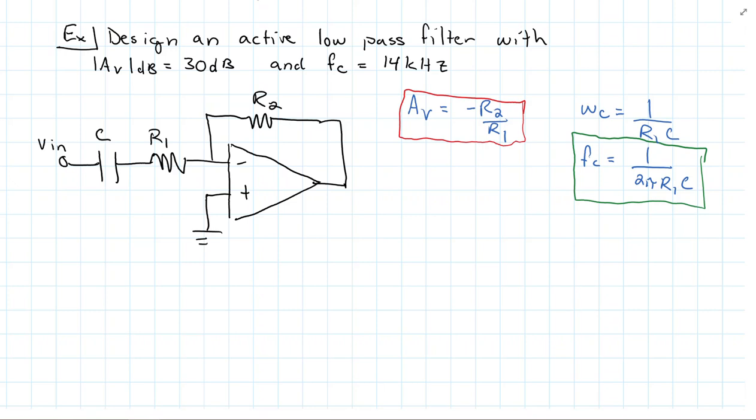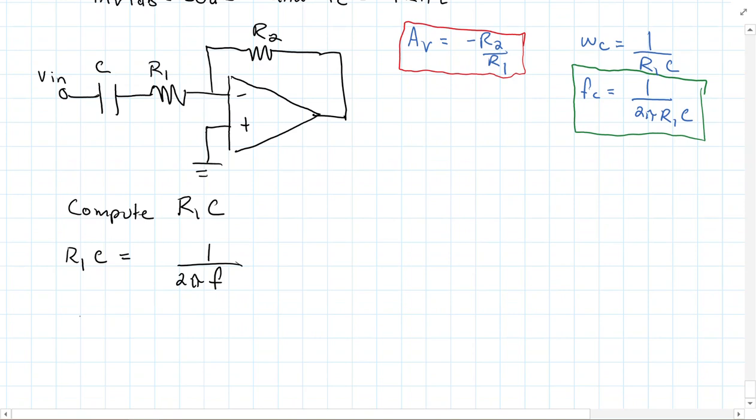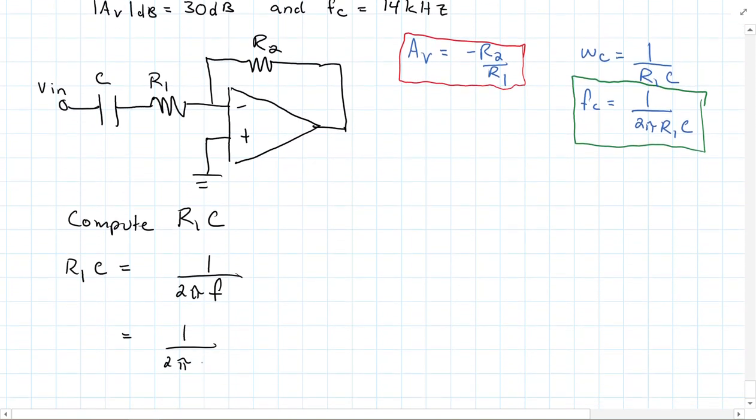So again, it's pretty straightforward. What I'm going to do here, which is what we've done several times before, is compute R1C. R1C is going to simply be equal to 1 over 2 pi times F. And the reason I do that is that when I compute R1 times C, when I see that number, it makes it, for me at least, much easier to see what reasonable values would be. So let's go ahead and do that. This would be 1 over 2 pi, and what was the frequency I chose? 14 kilohertz.